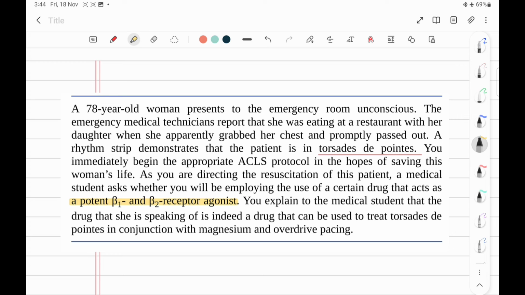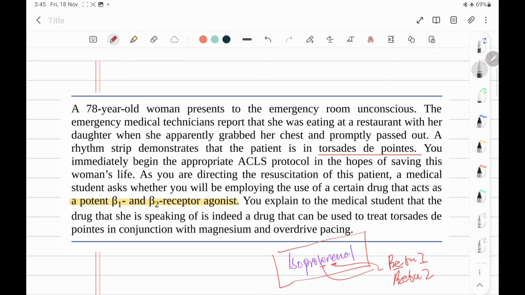Okay, so our buzzword here is a beta 1 and beta 2 receptor agonist. And from the mnemonic, we said that a certain drug, isoproterenol, because it has 2 E's, is a beta 1 and beta 2 agonist. And so the drug of choice here is isoproterenol. I'm sure you paused the video and answered. Do not cheat. Next question.